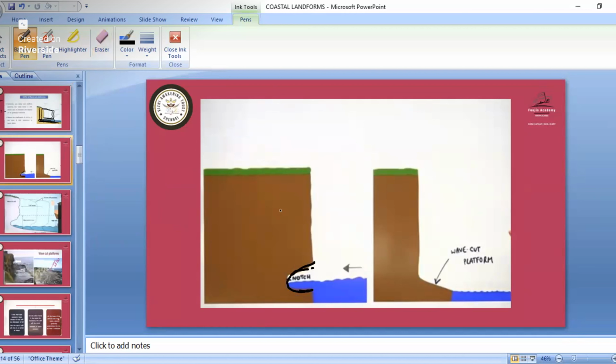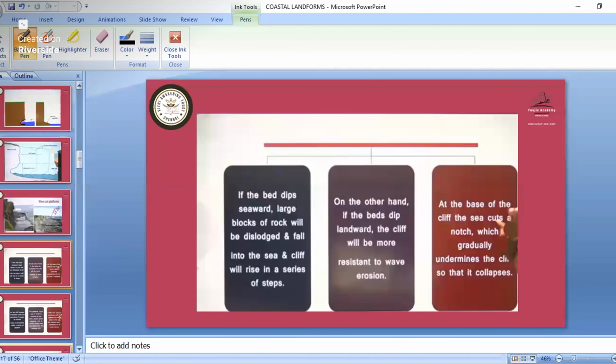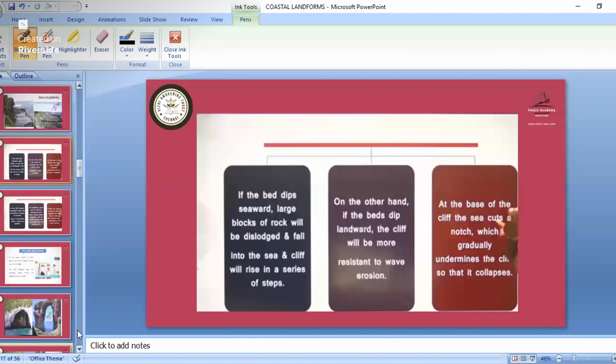After some years, this part will fall down. Again, this part will fall down, so there will be the formation of a wave cut platform. So this is the wave cut platform. You can see here in this part also, all those parts have been eroded. So these are the wave cut platforms. So this was about the cliff and wave cut platforms.